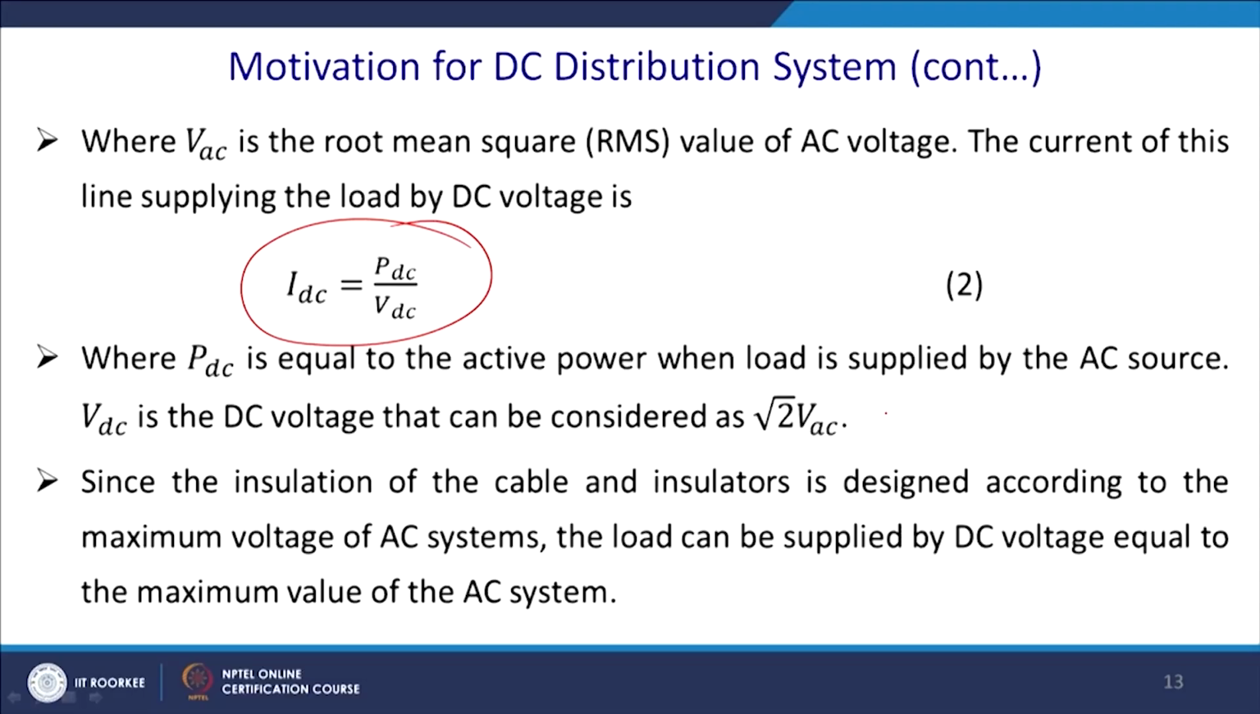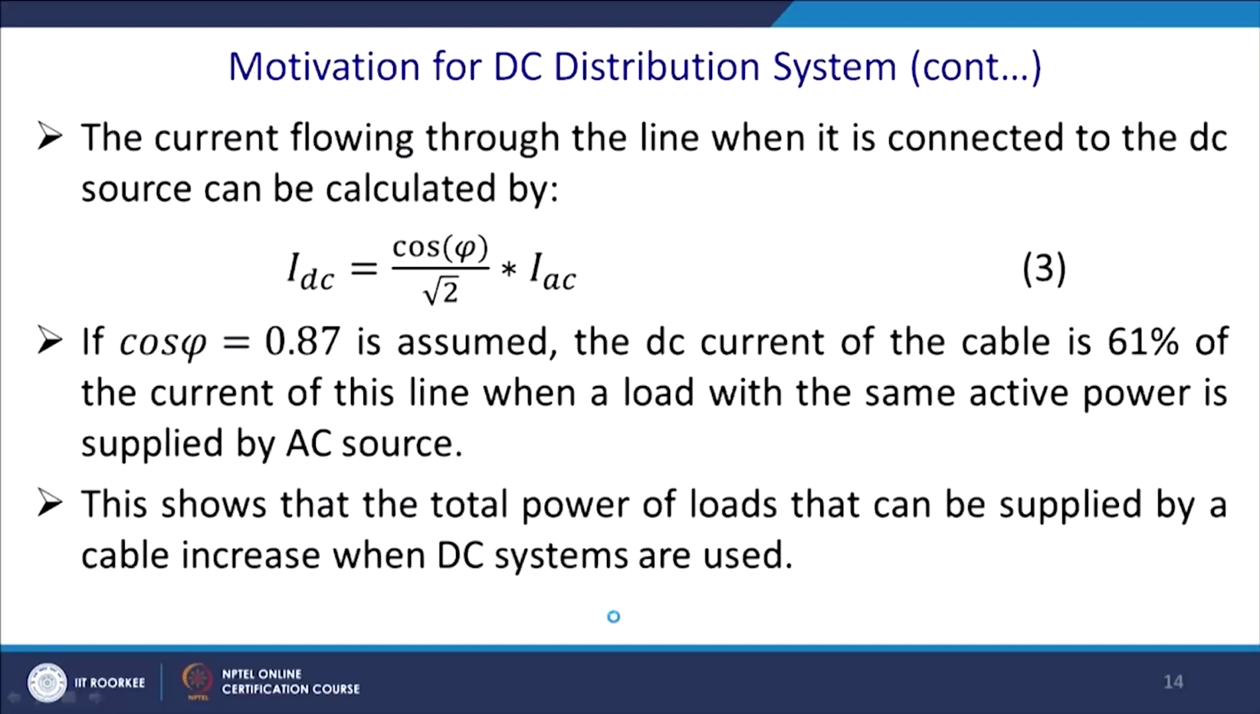Since the insulation of the cable is designed according to the maximum voltage of the AC system, the load can be supplied by a DC voltage equal to the maximum value of the AC system. So, you can go root 2 times higher to supply the power, thus the cable can handle, in terms of the insulation, higher DC voltages.